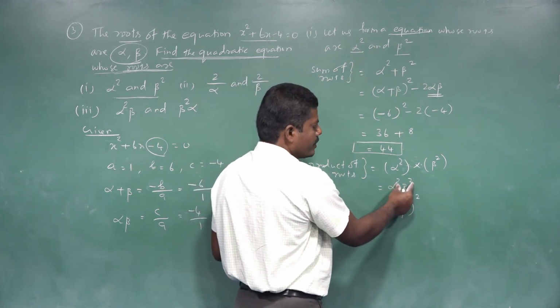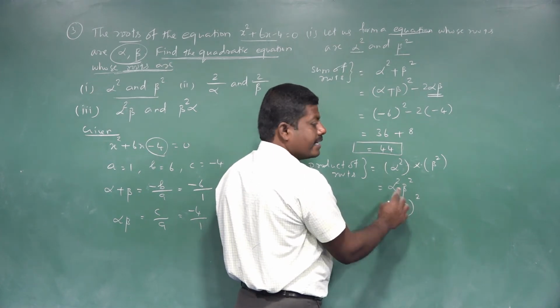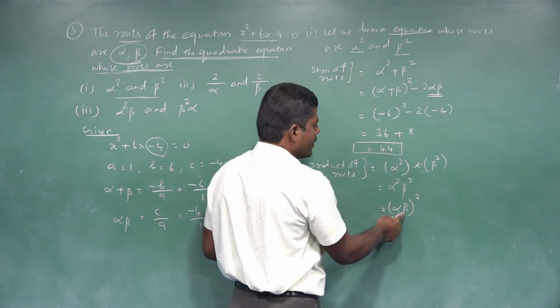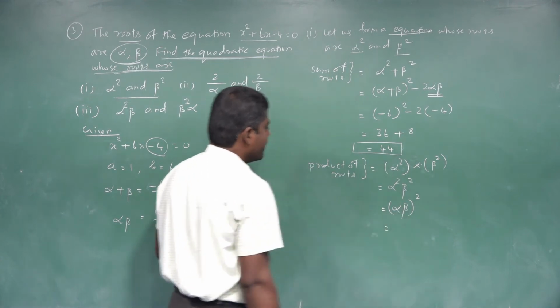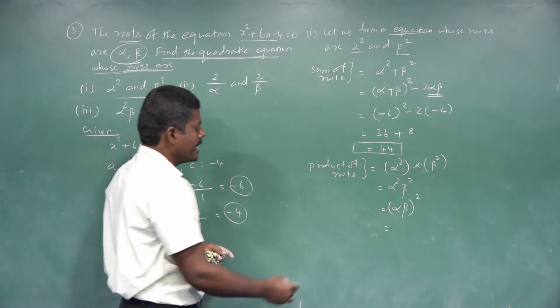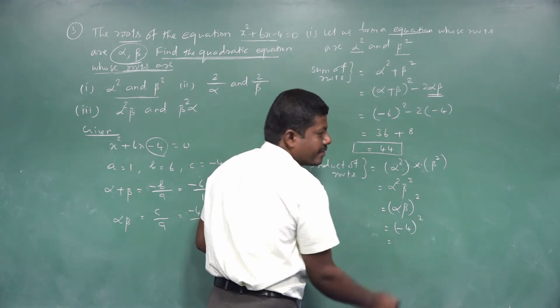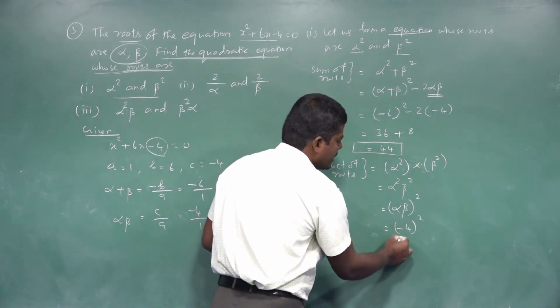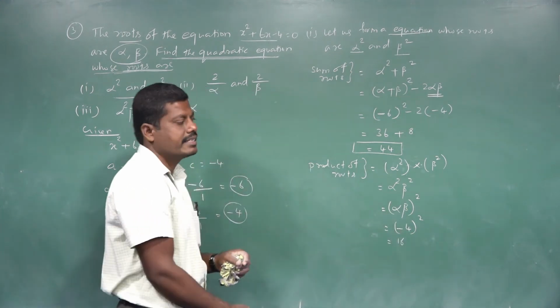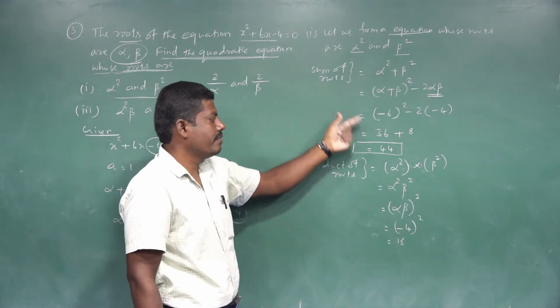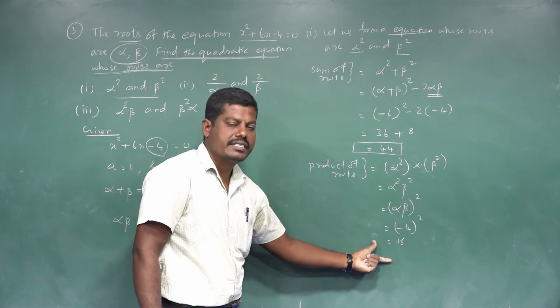Understand? Both terms have square, so simply we can write the whole square. So alpha beta the whole square. Now we know alpha beta value. Alpha beta value is what? Minus 4. So minus 4 the whole square. It's nothing but minus has even power, so it becomes plus, 4 square is nothing but 16. Understand? Now we know sum of the roots is 44, product of roots is 16.